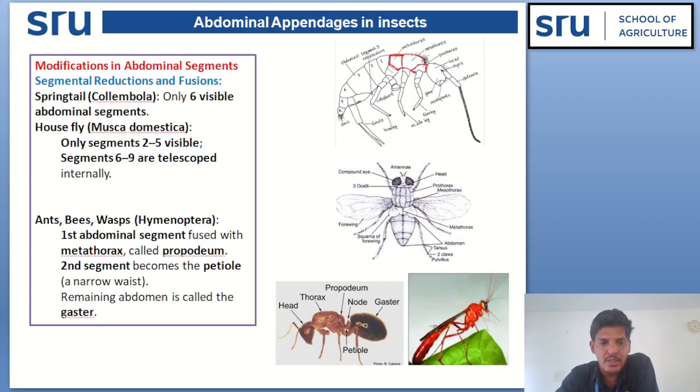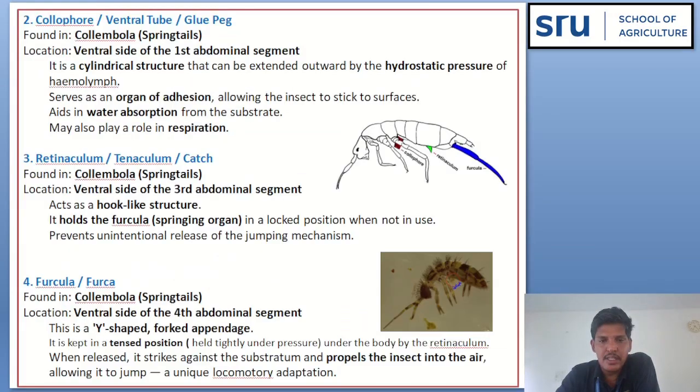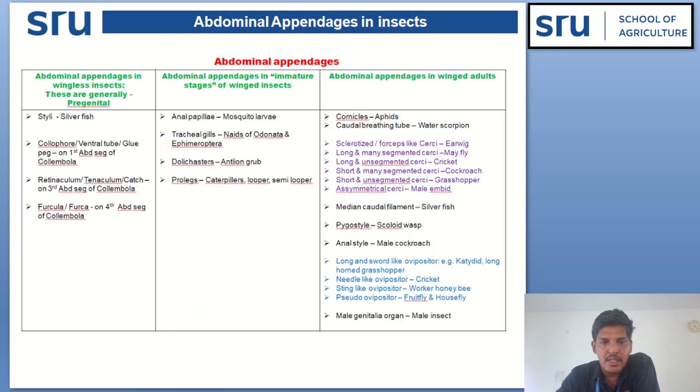See the summary of all the abdominal appendages in insects. Abdominal appendages in wingless insects. They are styli in silverfish, and colophore, retinaculum, furcula, all these three are there in springtail.